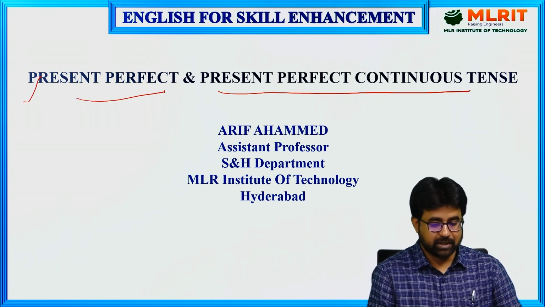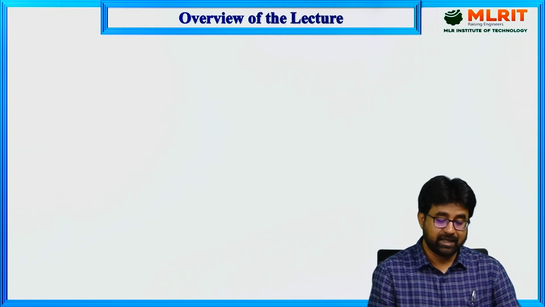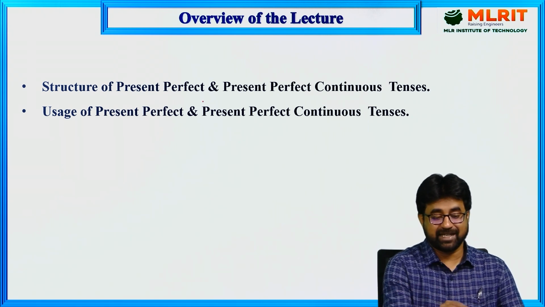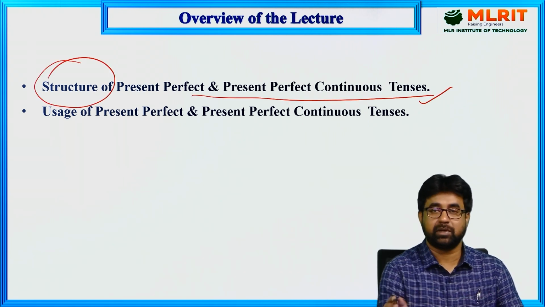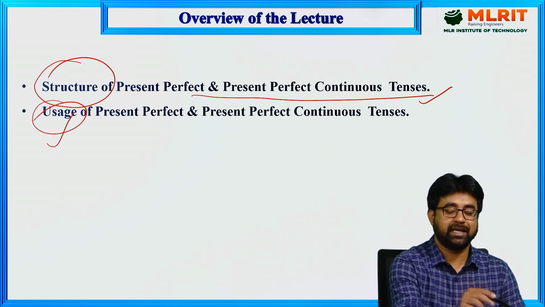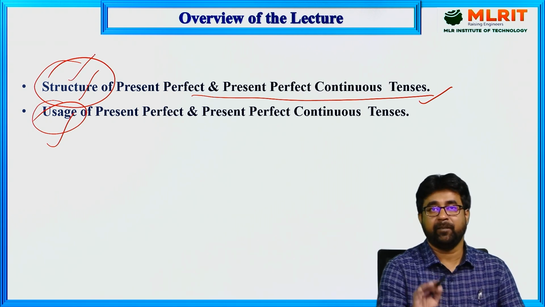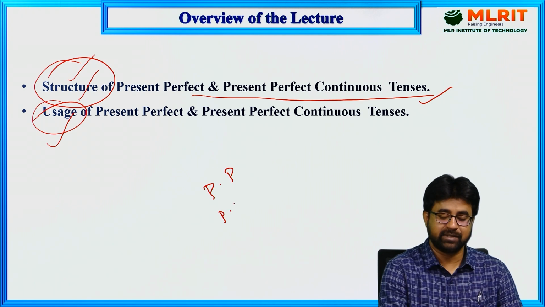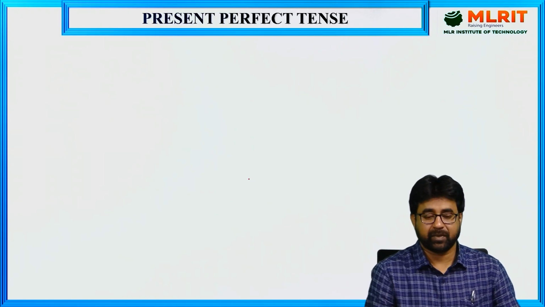Fine. So let's see the overview of today's lecture. What are the things or aspects that I am going to cover? The first thing is the structure of present perfect and present perfect continuous tense, and then I'll also be talking about the usage. So basically two focus areas for today's lecture: one is the structure of the two tenses, present perfect tense and present perfect continuous tense. Right? So let's see present perfect tense.